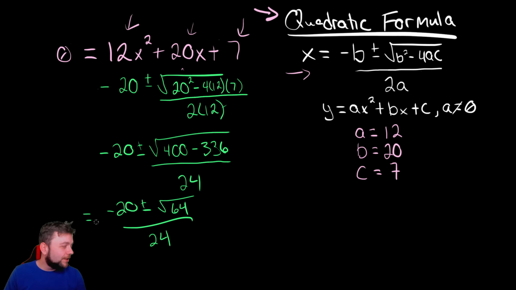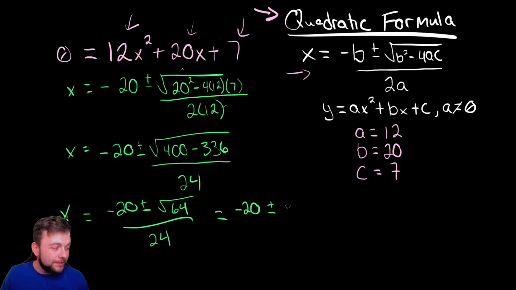I can't believe we're actually going to get a non-crazy looking answer. Okay. Sorry, this is all x equals, because we're finding the zeros. We're finding when y equals 0, right? So then, what is the square root of 64? It is 8. So we have negative 20 plus or minus 8, all over 24.